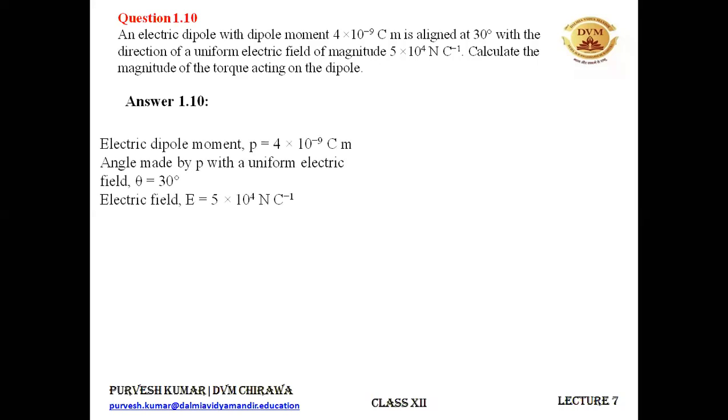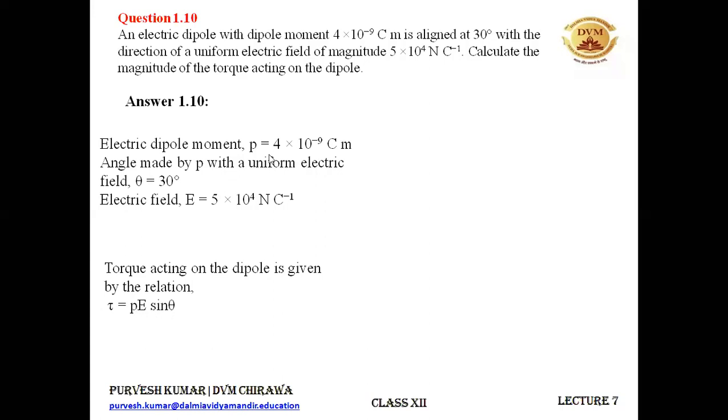The value of electric dipole moment, that is P, is given as 4 into 10 to the power minus 9 coulomb meter. And the angle made by the dipole moment with the uniform electric field is 30 degree. It means theta is equal to 30 degree. And the magnitude of electric field is 5 into 10 to the power 4 Newton per coulomb. So we know all these things. We know the formula for the torque. The torque acting on a dipole is given by the relation tau equal to PE sin theta. We have derived it. P cross E. The cross product of dipole moment and the electric field vector gives you the torque acting on the dipole when it is placed in a uniform electric field. We have derived it. So tau equal to PE sin theta.